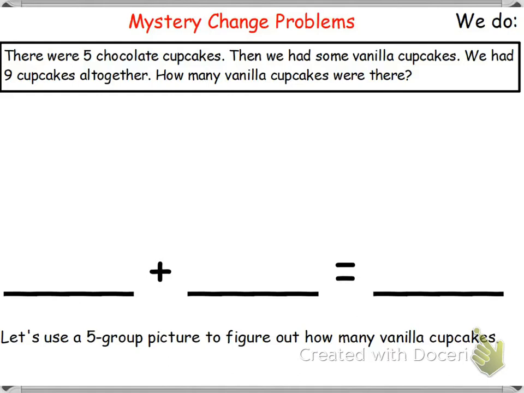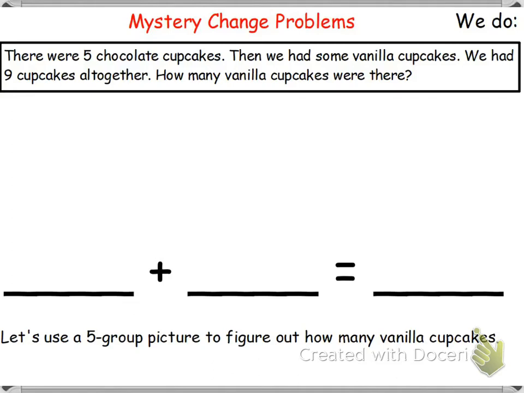There were 5 chocolate cupcakes. So I'm picturing these 5 chocolate cupcakes. Then we had some vanilla cupcakes. That some is telling us that we don't really know. We had 9 cupcakes altogether. So I'm picturing 9 cupcakes altogether. 5 of those cupcakes, remember, are chocolate. How many vanilla cupcakes were there? Well, that's what we're going to have to figure out.